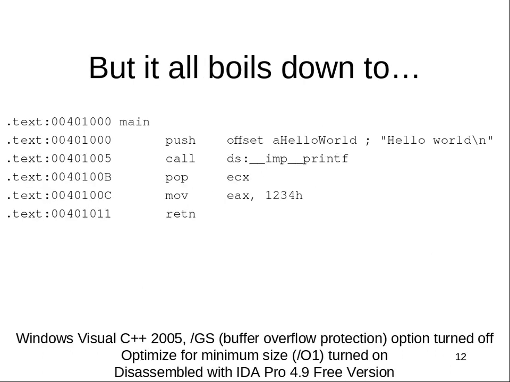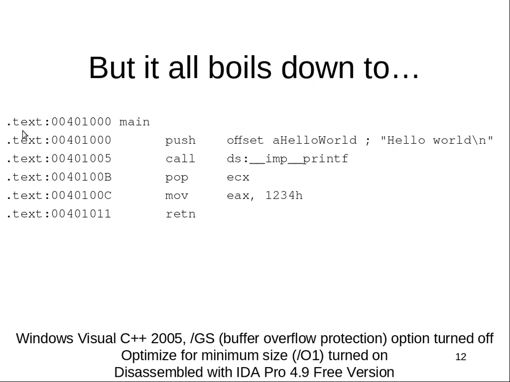But it really comes down to this. You want to push some offset of hello world, call printf, pop the return so you can ignore it, set up the return for our main function to 1, 2, 3, 4 hex, and then get out. That's really what our program does in assembly. By the way, for those of you who can't read this, I need a giant stick so I can go whack, but I can't do it.